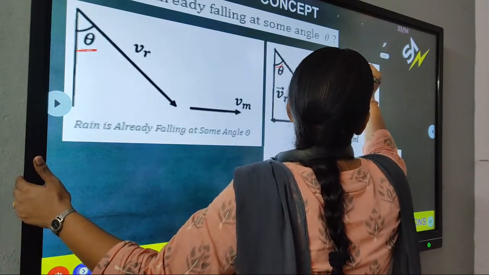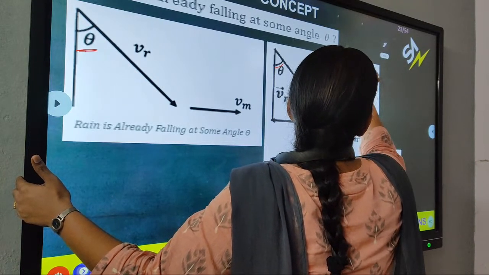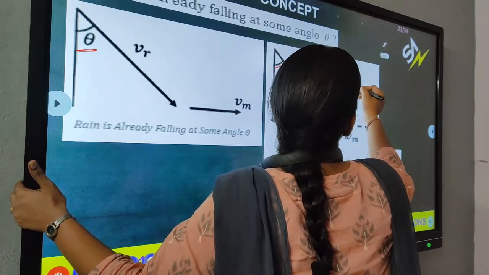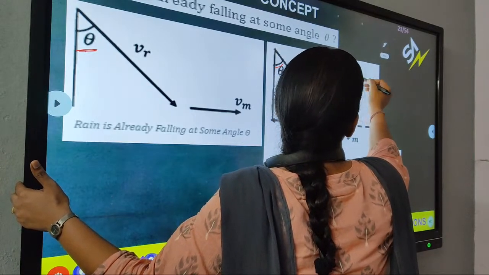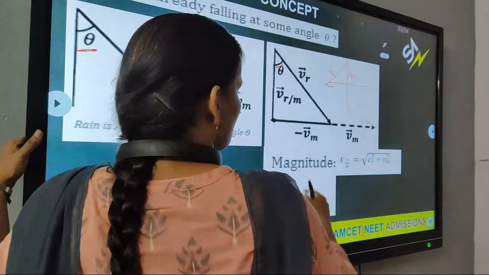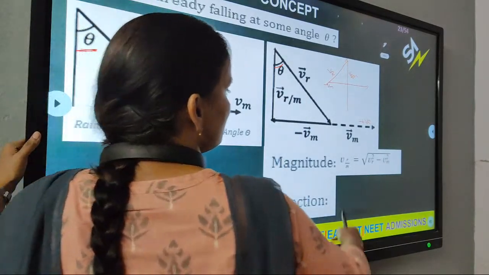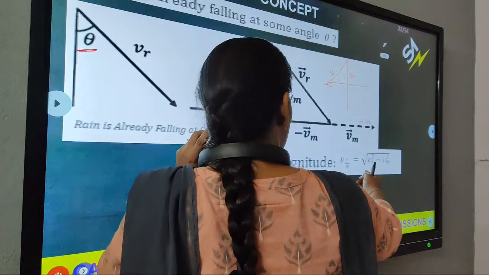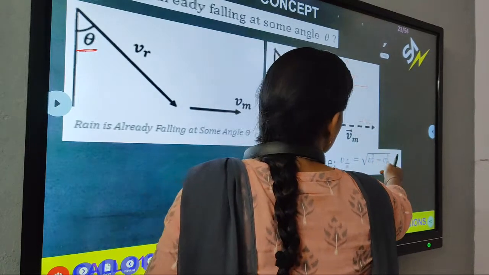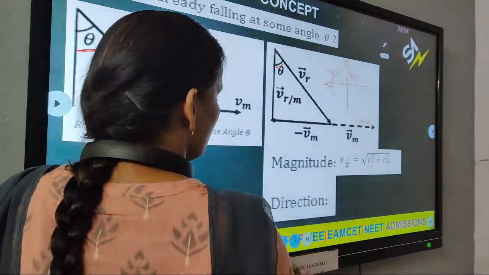With the directions we can write minus Vm, which we have to take here, and this is the velocity of the rain, and now the opposite side will be the relative velocity, which is the velocity of rain with respect to man. So the magnitude of that relative velocity, from this triangle, is under root of hypotenuse square minus side square, that is under root of Vr square minus Vm square.